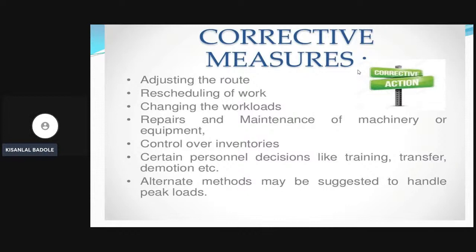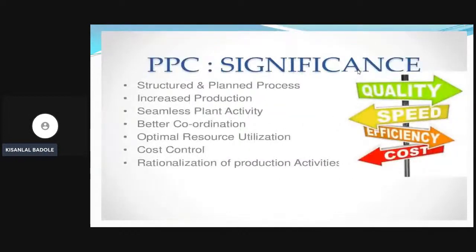After that, an alternate method may be suggested to handle the peak load. This is nothing but quality, speed, efficiency, and cost, friends. This is about process planning and production planning control; its significance is that you must consider quality, speed, efficiency, and cost in the structure of the planning process. Suppose you are following all these: quality, speed, efficiency, and cost. The structure and the plant must be planned to increase production.